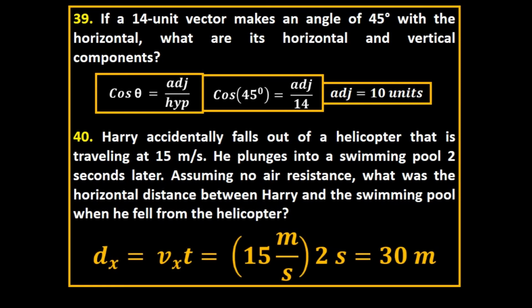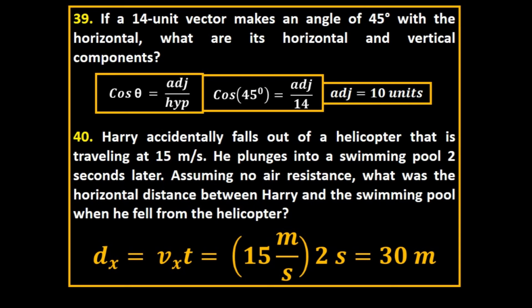But he's falling from rest, and he's moving 15 meters per second horizontally. Okay, and he plunges into a swimming pool 2 seconds later. So what was the horizontal distance? Well, we're not concerned about the vertical distance, but the horizontal distance would be the horizontal velocity, which doesn't change, times 2 seconds, which is 30 meters.